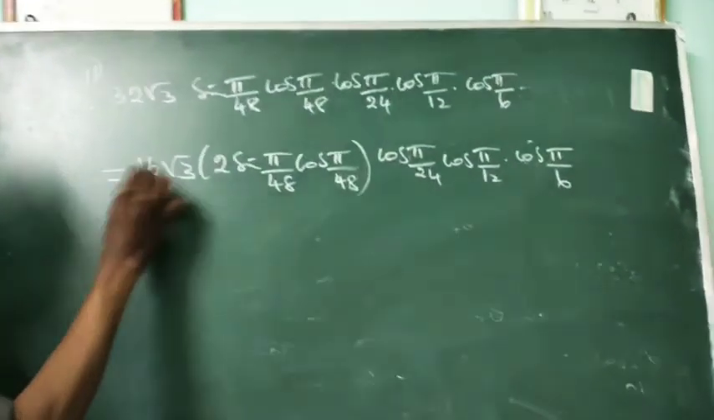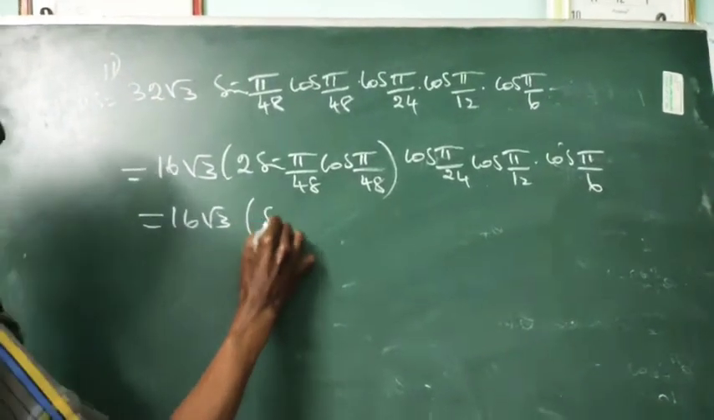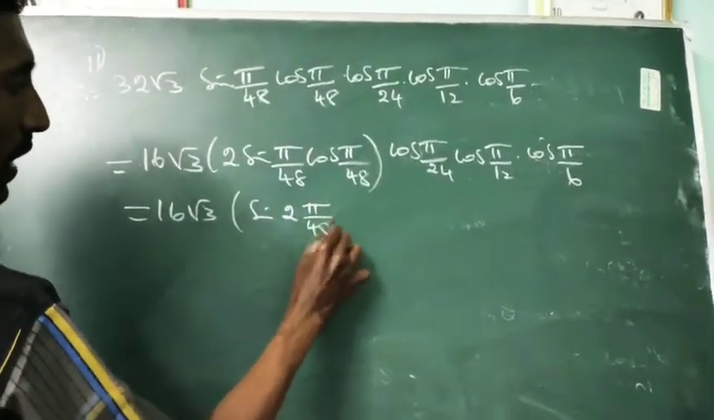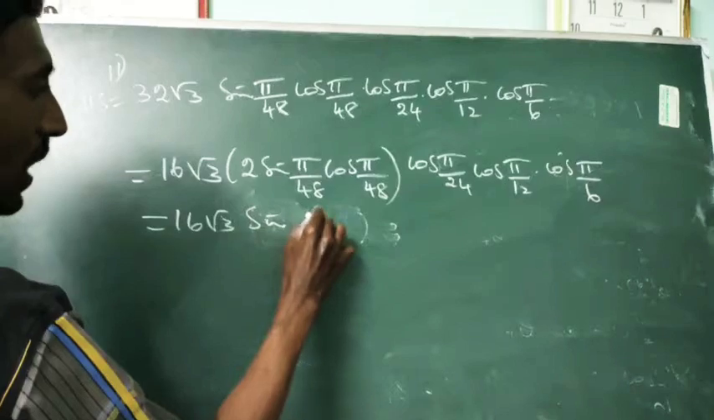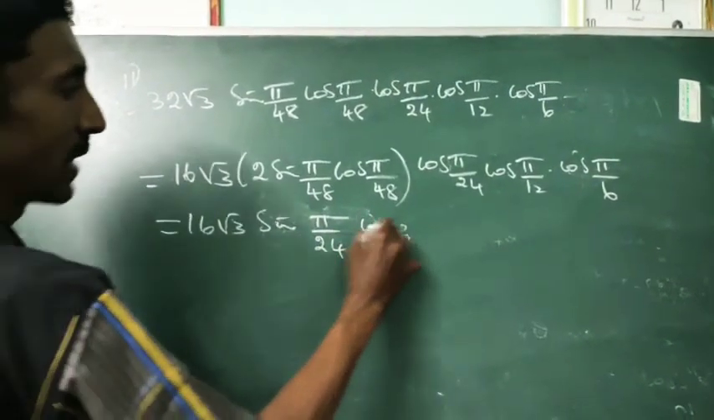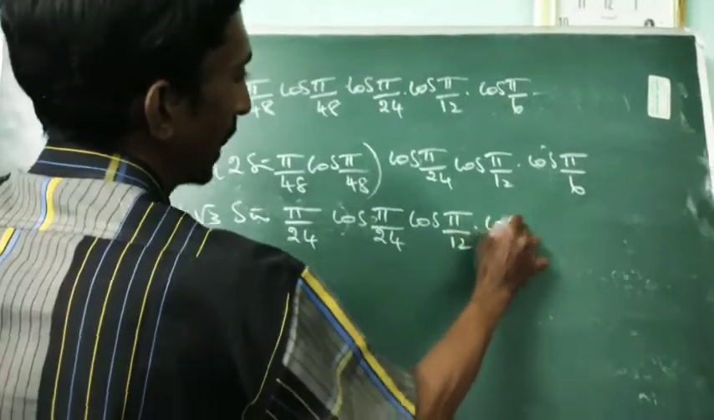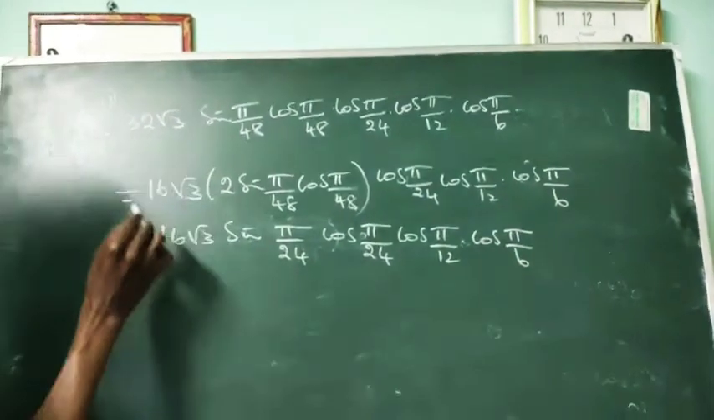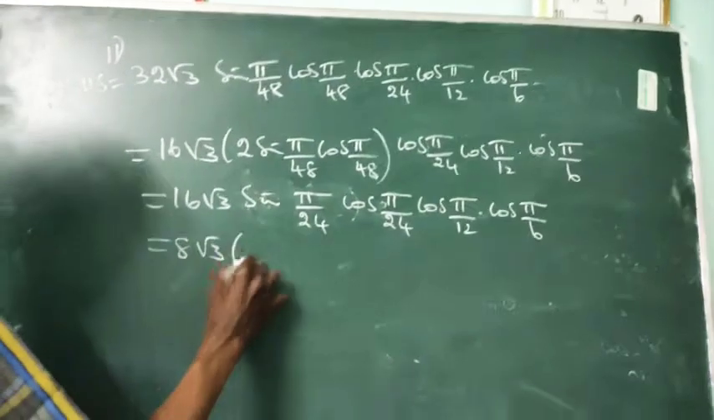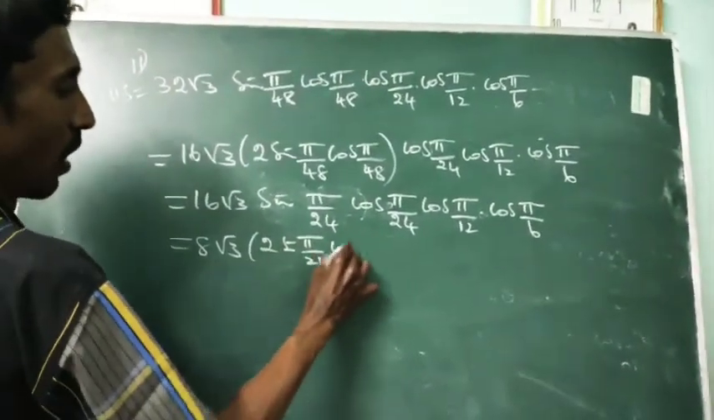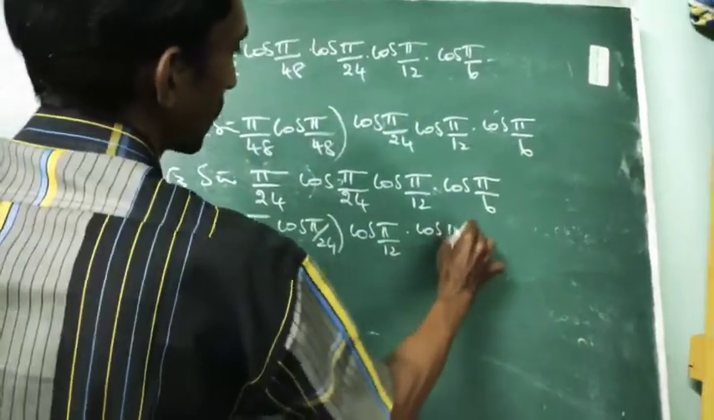So 32 can be written as 16 into 2. So it becomes sin 2 theta, so sin 2 into pi by 48, that is 24. So sin pi by 24, cos pi by 24, cos pi by 12, cos pi by 6. So take 1 to 8 root 3. So 2 sin pi by 24 cos pi by 24 cos pi by 12 cos pi by 6.